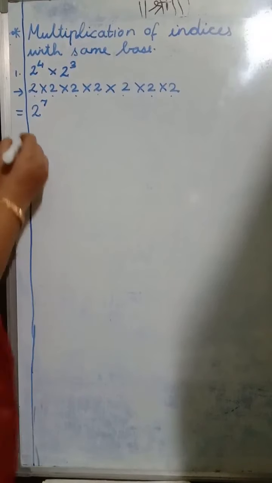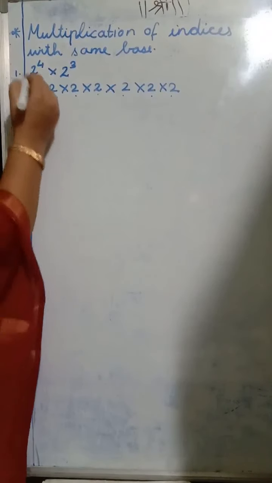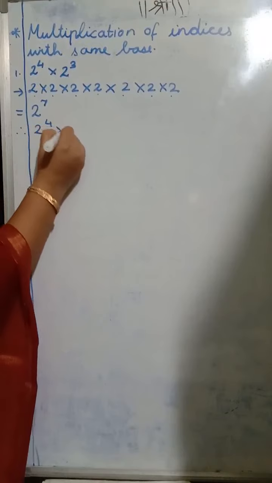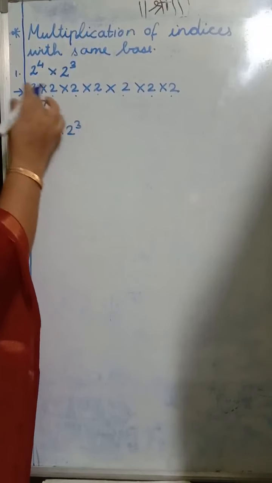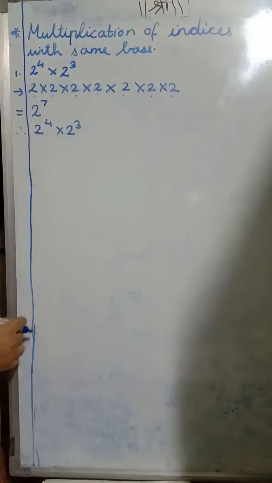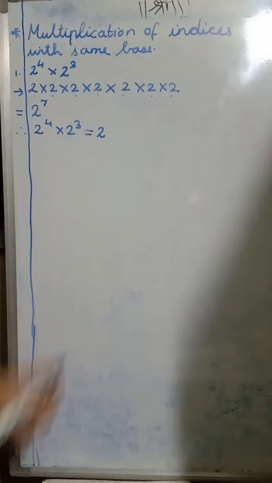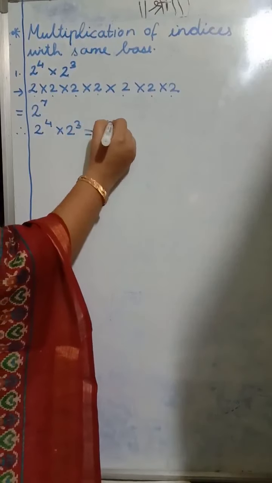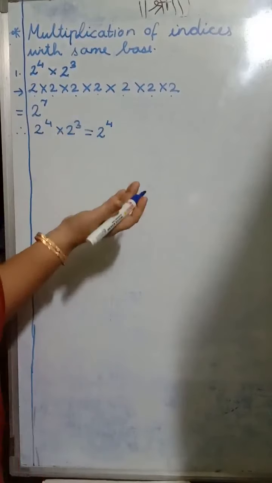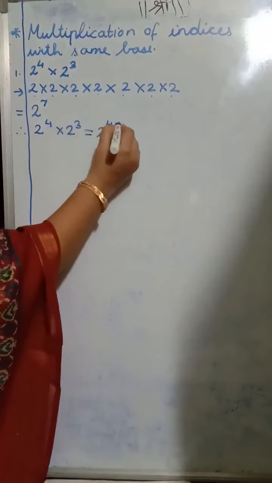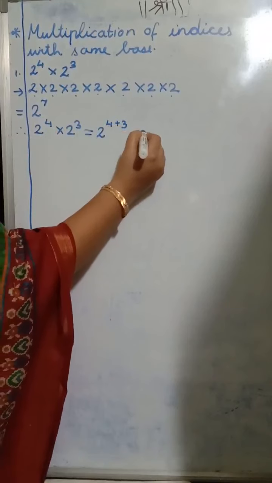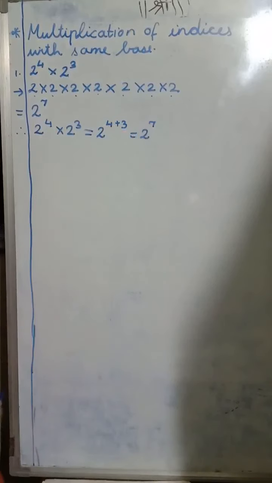Now how did we get this? Therefore, 2 raised to 4 multiplied by 2 raised to 3, did we count it together? So we write the common base, that is 2, and as we counted together, what did we do? Did we add? So if we write 4 plus 3, are we getting 2 raised to 7?